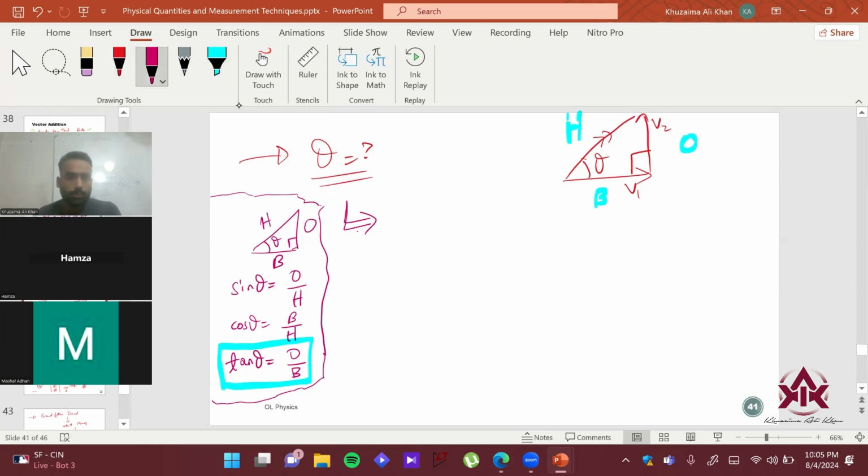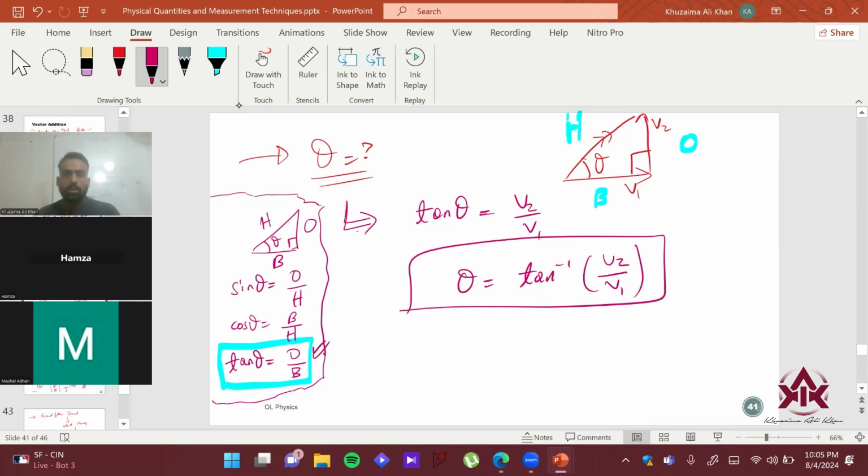So opposite base आपको given है. So which formula incorporates opposite and base? Tangent theta. ठीक है? So you can directly use tangent theta to find your angle. That is going to be V2 over V1. And if you know कि मुझे theta निकालना है, तो मैं tan को वहाँ भेज दूंगा, so it will be tan inverse V2 over V1. ठीक है? That's how you can find angle.